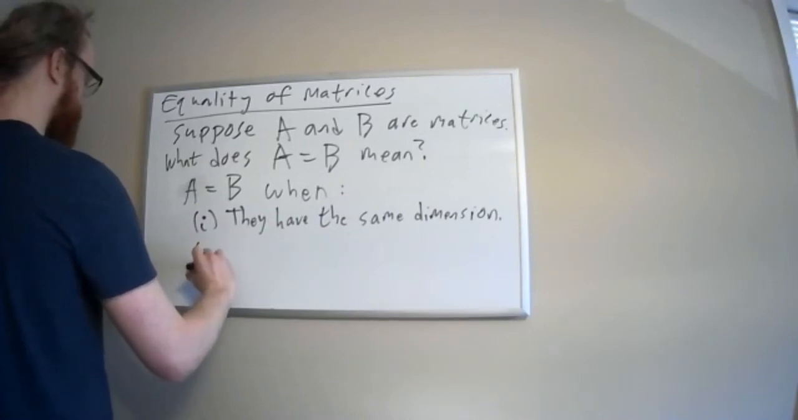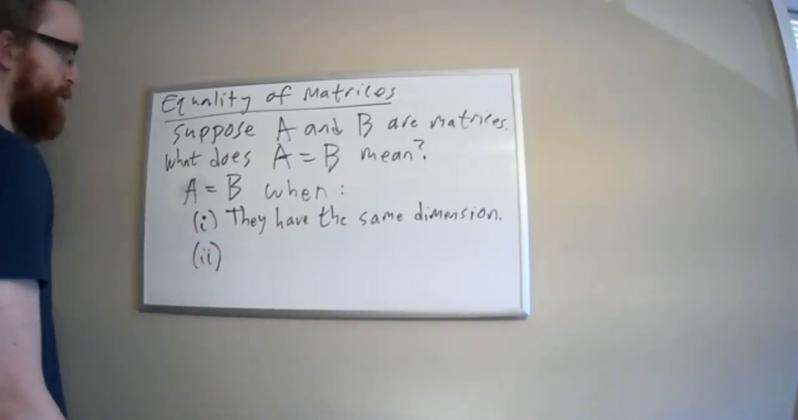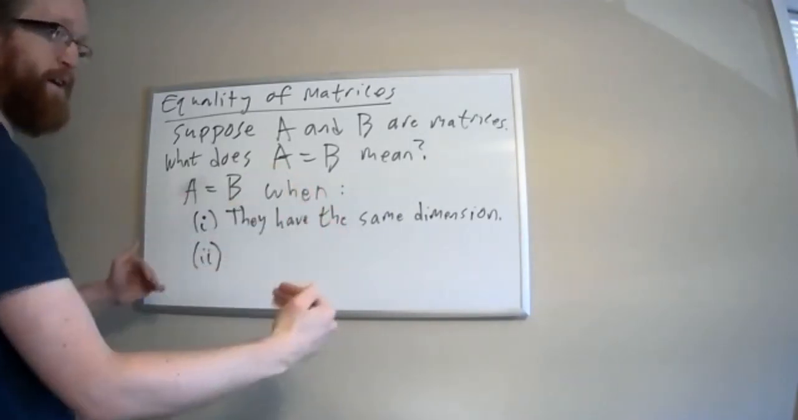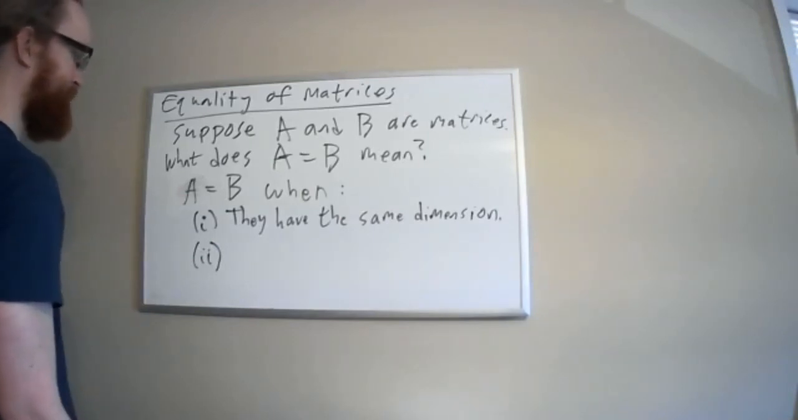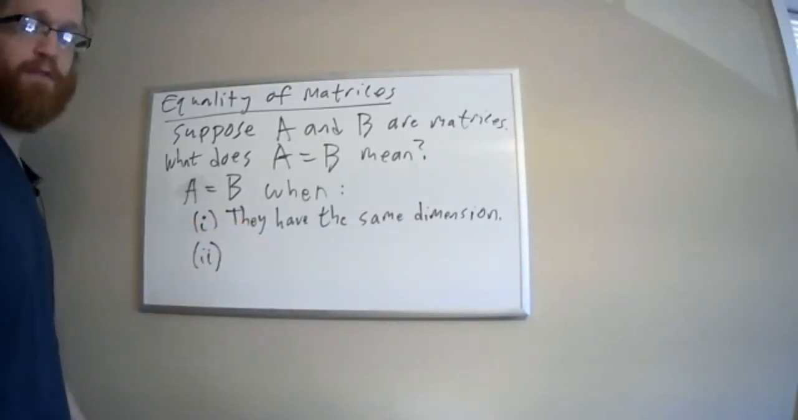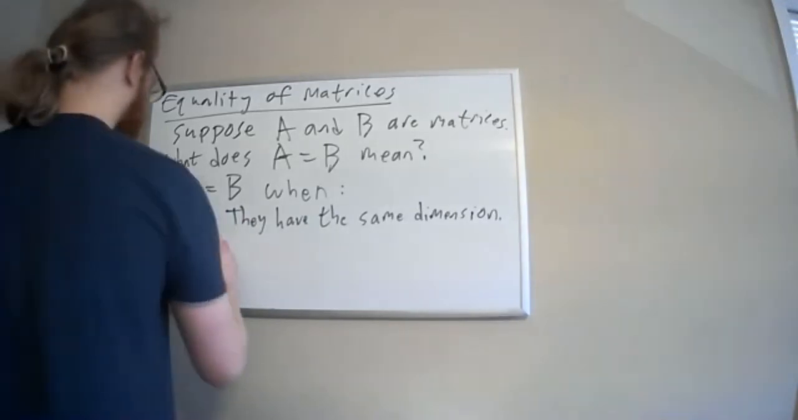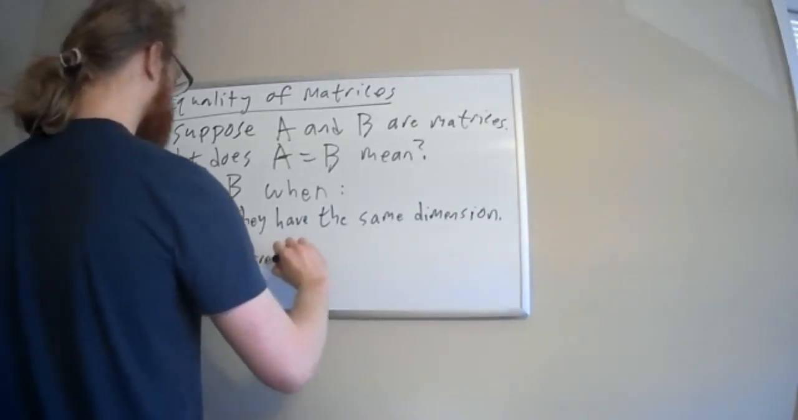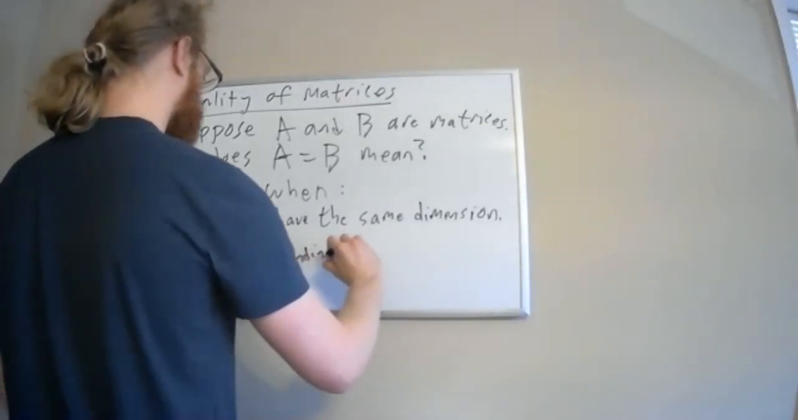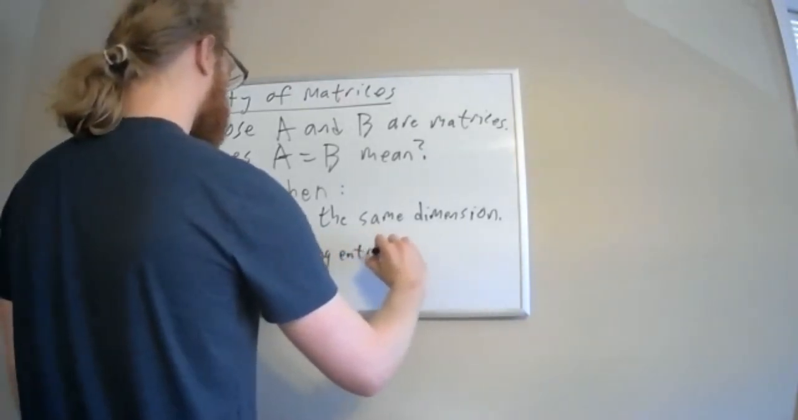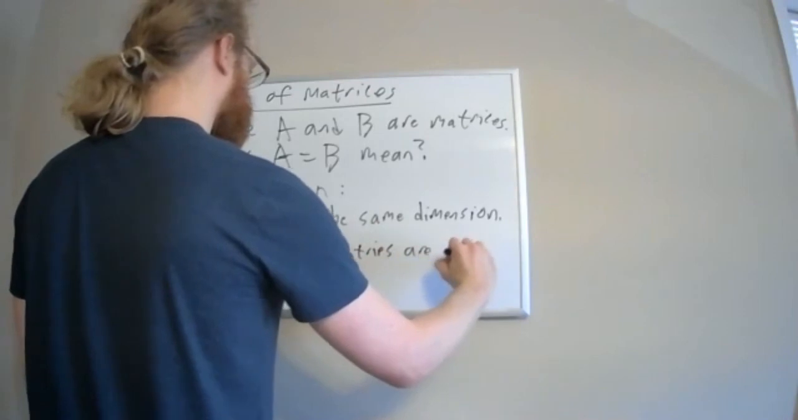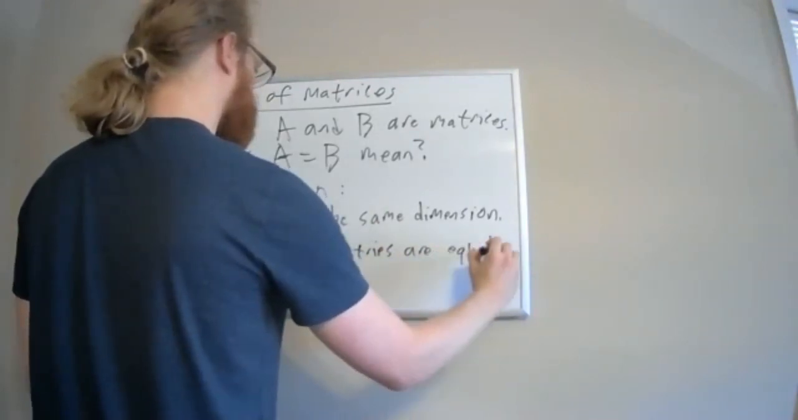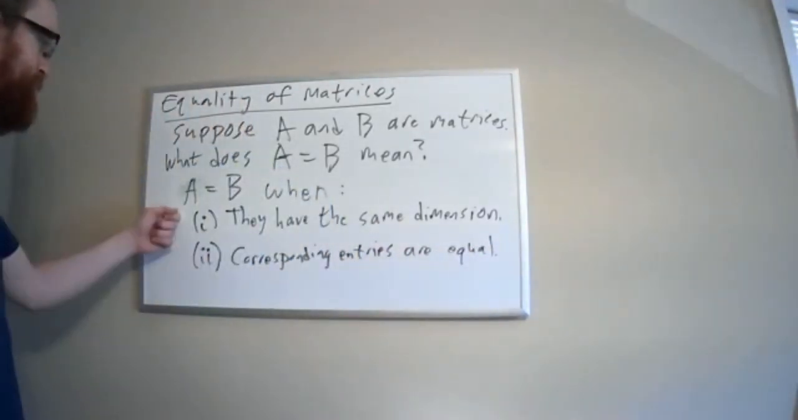And then the other thing that I want to ask is that, well, if they're the same size, they have the same dimension, the next thing I want to ask is that they have the same stuff in them, right? They should have the same entries. So then one way I could word this is corresponding entries are equal. Meaning they're the same size.